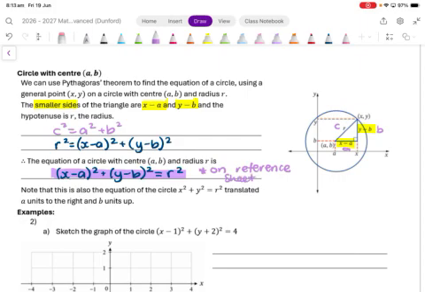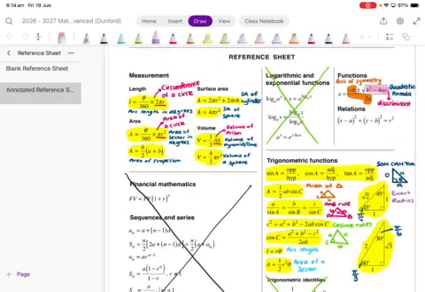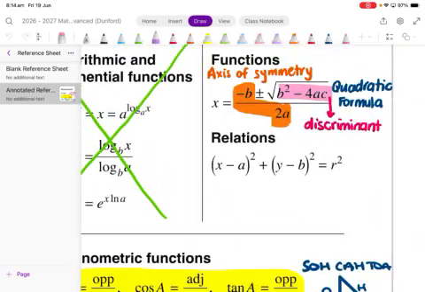Okay, so it is the equation of our circle, just translated a units to the right and b units up. If we quickly jump to our reference sheet, it is in our relations section. So it is here. It is our equation of a circle.